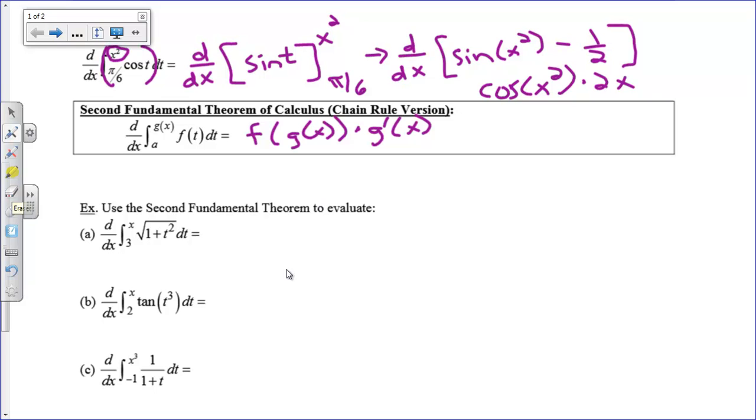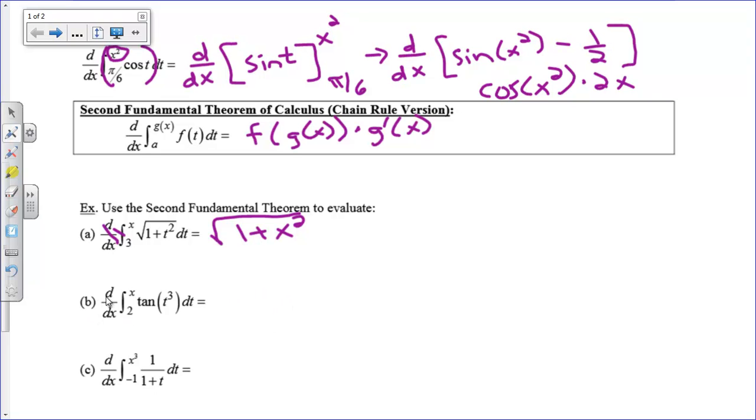Second fundamental theorem of calculus to evaluate this, the derivative and the integral are going to basically cancel each other. I'm going from a number up to x, and all I'm going to do is replace the x for the t. This is really easy once you learn this shortcut. So we replace the x for the t, and we get the square root of 1 plus x squared. Now I could multiply this times the derivative of this upper limit, but the derivative of x is just 1, and I'm not going to write that down.